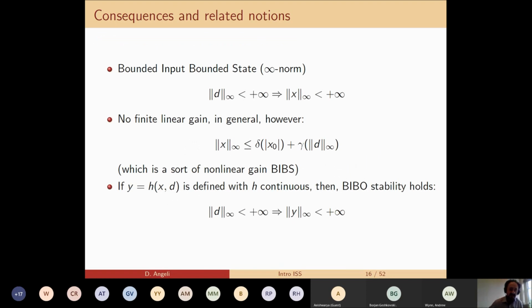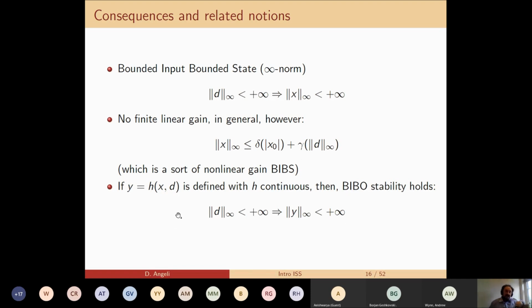So, some consequences of this definition. There are many consequences that can be inferred just by looking at the definition and working a little bit with it. For instance, trivially, input-to-state stability implies some form of bounded input, bounded state property. As soon as the infinity norm of the disturbance is bounded, then the infinity norm of the state, and in particular then also of the output, if the output is a continuous function of state, will be bounded. So we have some form of bounded input, bounded state, or bounded input, bounded output stability.